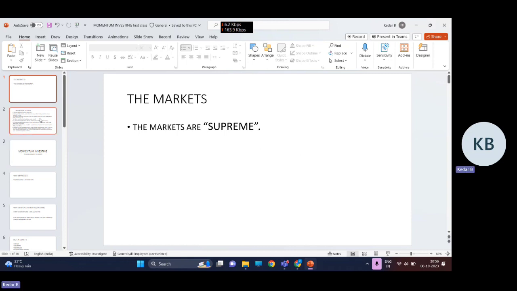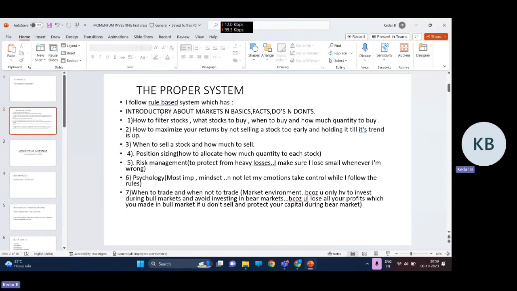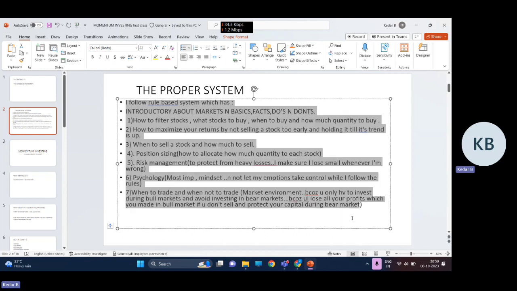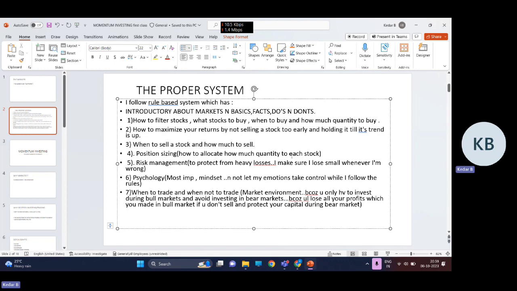So let's begin. This session is the first of many sessions I'll be taking for my students who will be learning the complete strategy A to Z of what I do and how I follow momentum investing. Since it's the first one, it will be more of an introductory session, where I'll give you a brief of the basics, some facts you might not know, and some do's and don'ts. At the end, I'll talk about mutual funds and some basics about them, which I get asked a lot. Since it is the first one, I'll be uploading it on YouTube. I hope you find this helpful.